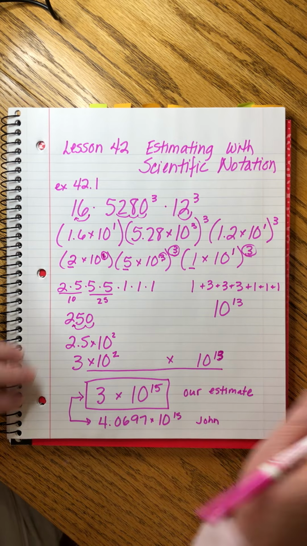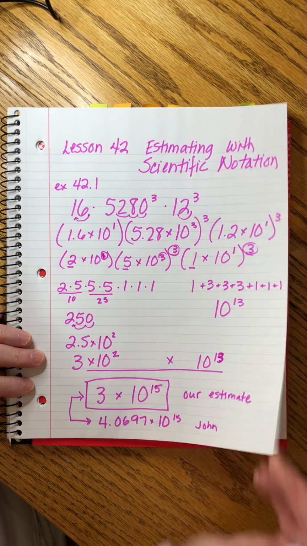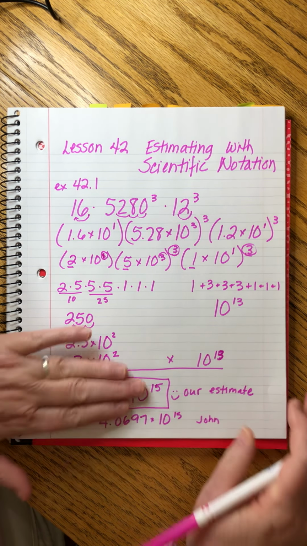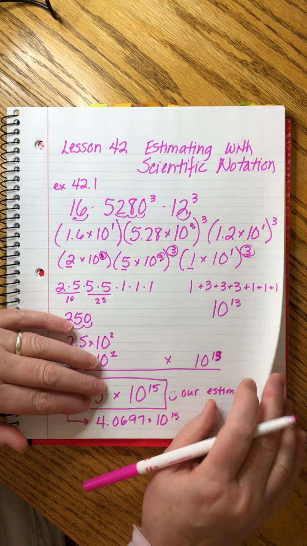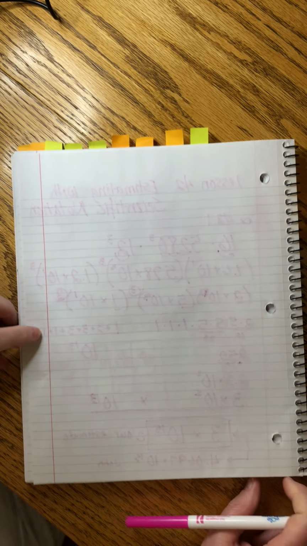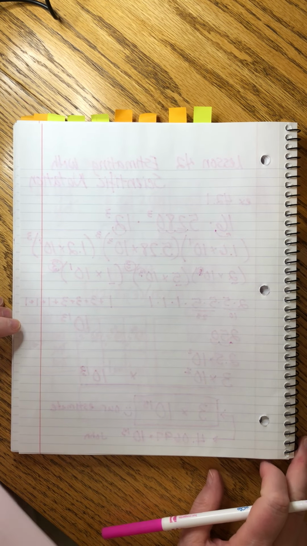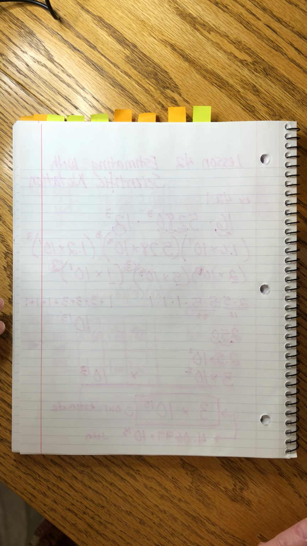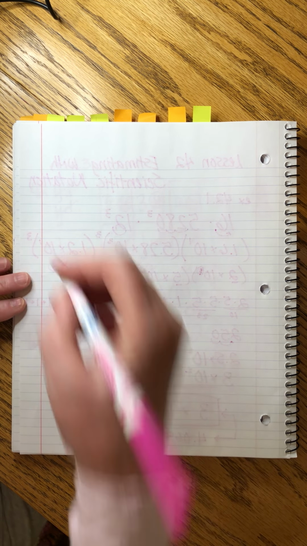All right, yay for us. This is the answer we want. We only want the estimate. John just showed us the actual. At this point, all we're doing is estimating. We do not have to use a calculator to find the actual. All right.